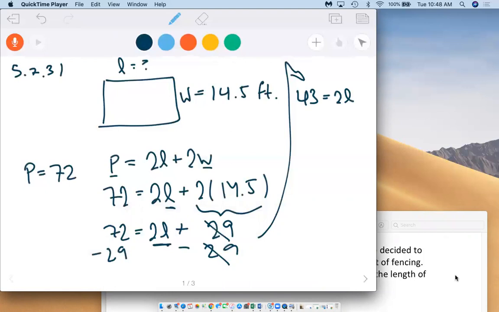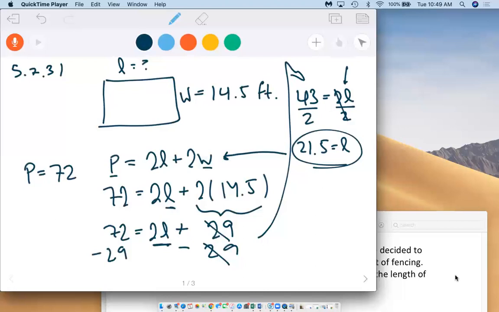All right. So now we need to get that L all by itself. In order to do that, we have to divide by 2 on both sides to cancel out that 2 on the 2L. That cancels, so now we have 43 divided by 2, and that gives us 21.5 equals L. And we can quickly check that. If we did 21.5 plus 2 times 14.5, when I plug that number back into that equation, I do get 72 as my perimeter. So both sides equal, so this answer is correct. So the length is 21.5 feet.